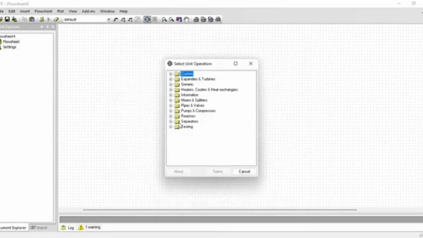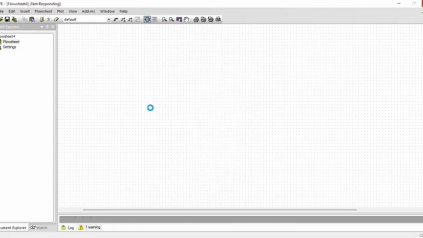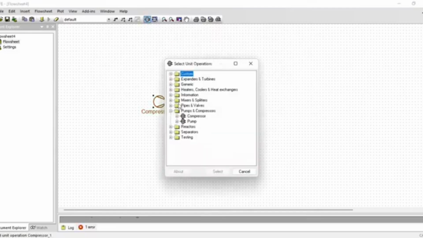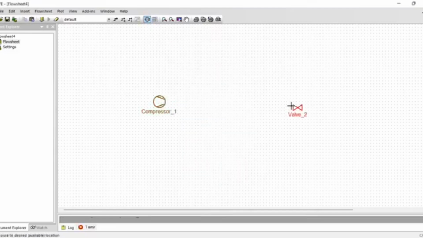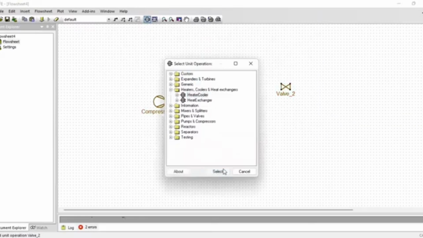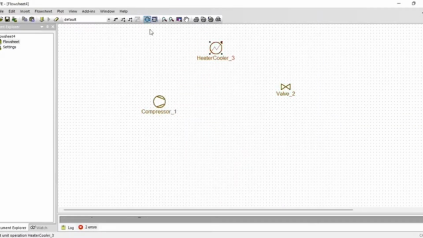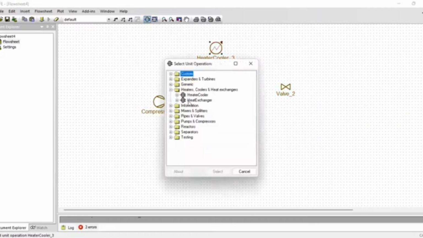For our simulation, we are going to need a few parameters. This includes a compressor, condenser, expansion valve, and our evaporator. So let us put everything on our page. We are going to need a compressor and an expansion valve. I will choose a heater cooler as our condenser. Let us use a heat exchanger as an evaporator.